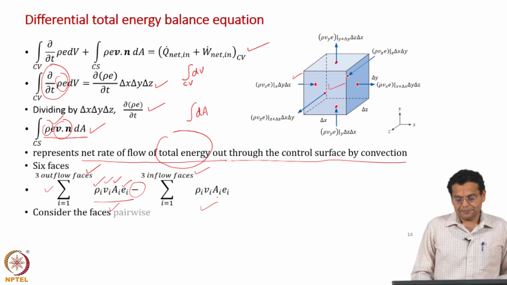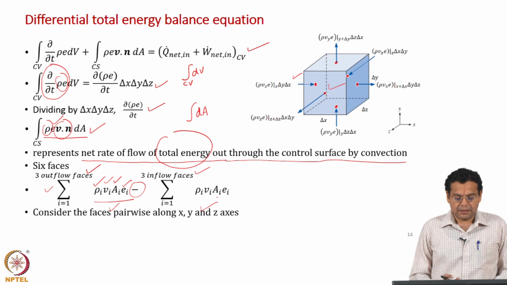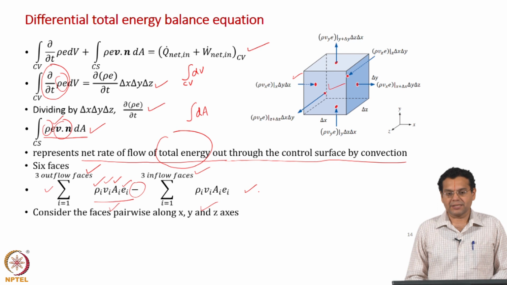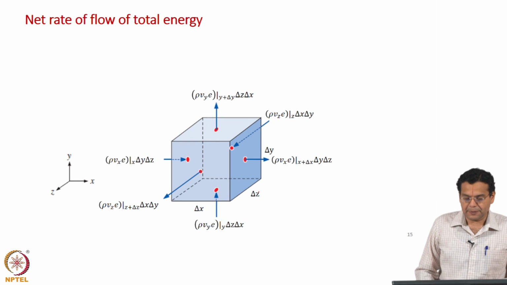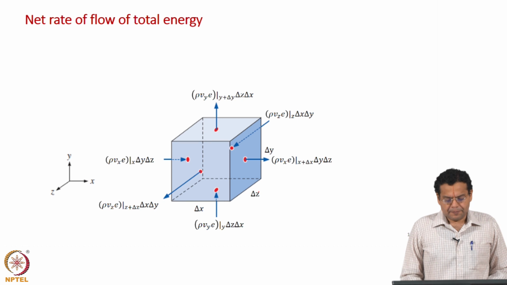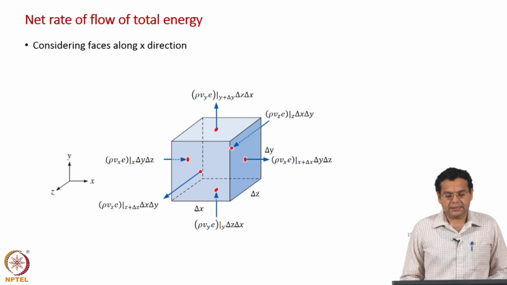Now, what we will do is consider the faces pairwise and apply this expression. Here we have considered the 3 outflow faces and 3 inflow faces. So, we will take one outflow face and one inflow face, let us say in the x direction, and then see how to express that. Now, let us look at the 2 faces along the x direction, the inflow face and the outflow face, that is the left face and the right face.